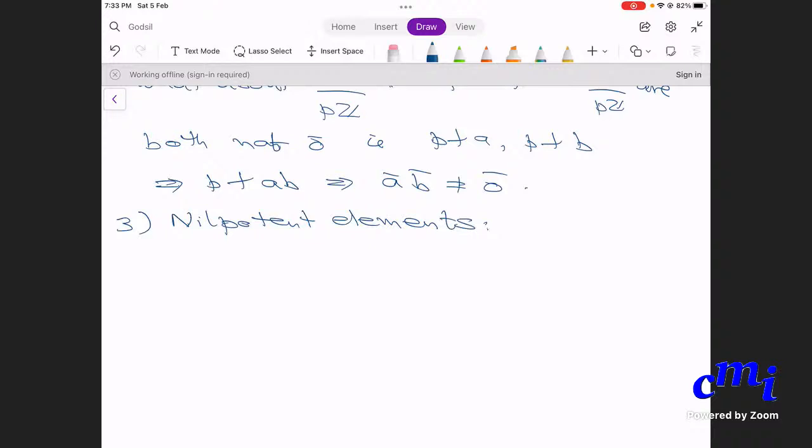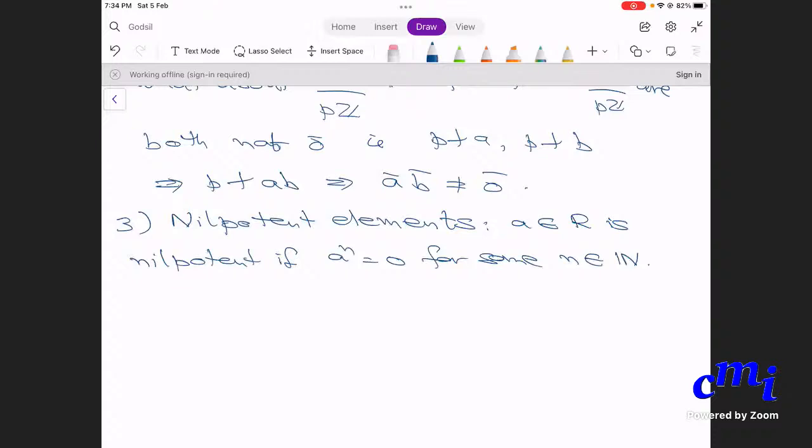So an element in a ring is said to be nilpotent if some power of it is 0. So a in R is nilpotent if a^n is 0 for some natural number n. Either a is 0 or a squared is 0 or a cubed is 0, some positive power of a. If it is 0, then we say it's a nilpotent element.